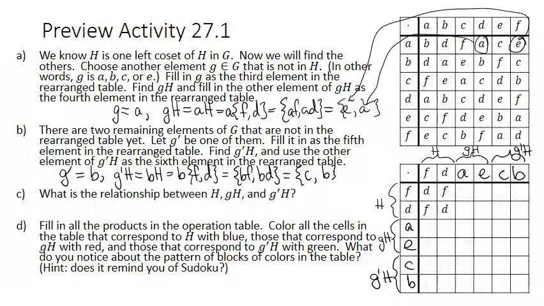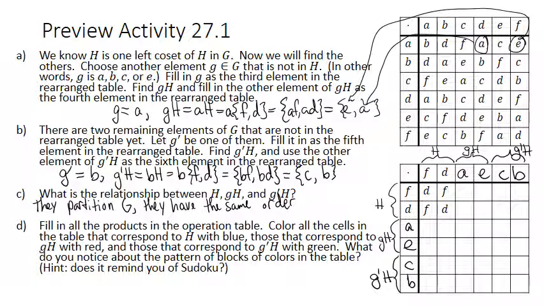Part C: what is the relationship between H, gH, and g prime H? I guess I could just say that they partition G. They have the same order. There's probably some other things we could say. Same order.